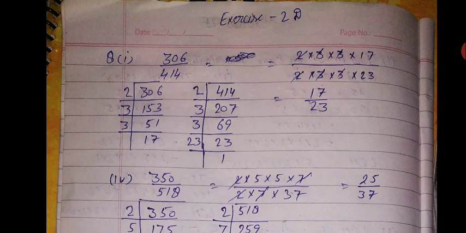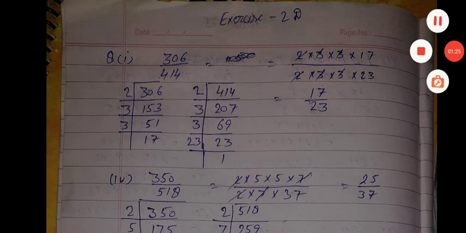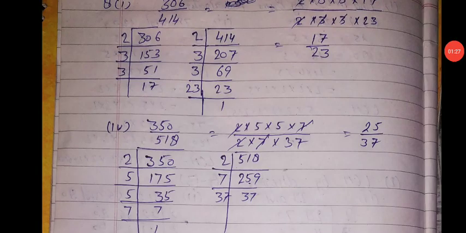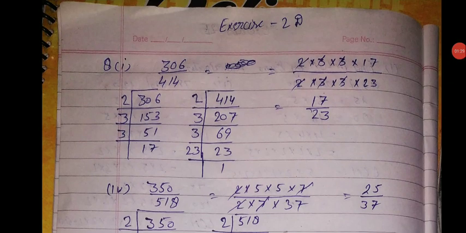We will write the factors like this. The factors of 306 are 2 into 3 into 3 into 17, and the factors of 414 are 2 into 3 into 3 into 23. Then the common numbers we can cut, 2 with 2, 3 with 3, 3 with 3. Then the lowest term will be 17 by 23.